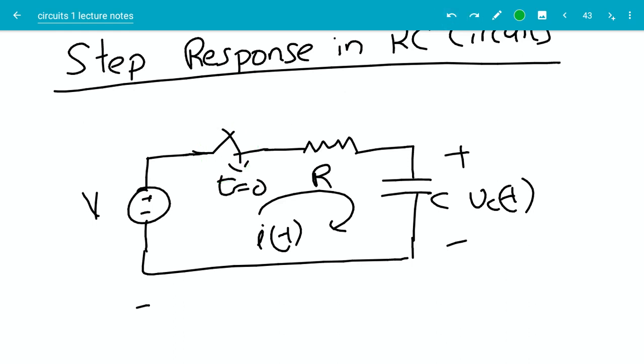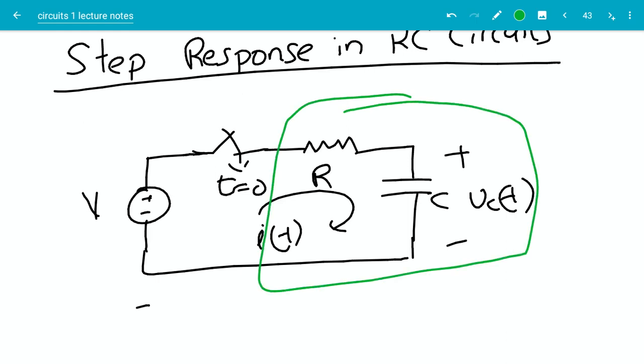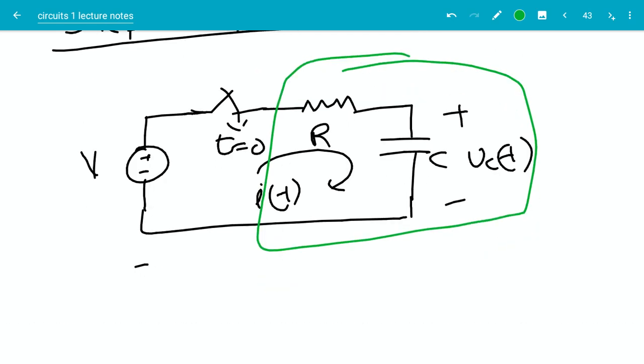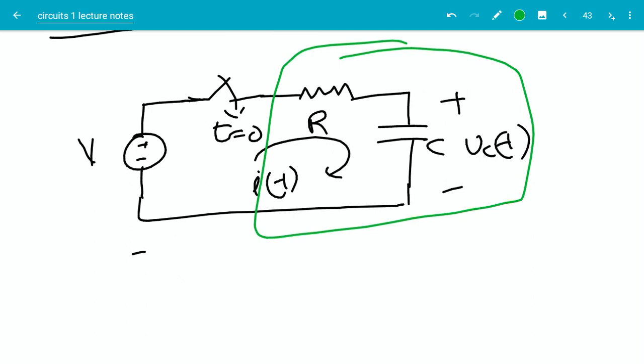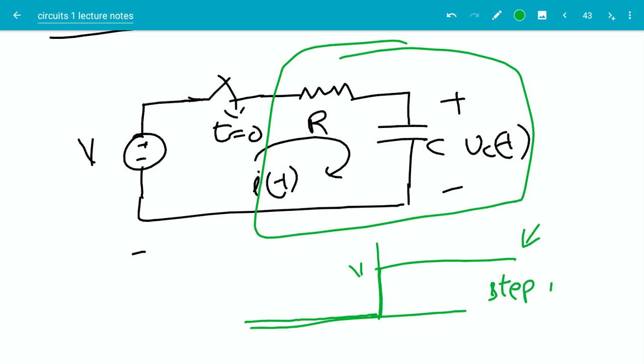Now if you notice, for this part of the circuit, if you look at the input to that circuit, since the switch is open for negative times, the input looks as if it's 0 for negative t, and starting at t equal to 0, it becomes V, right? So this particular input function looks like a step. That's why it's called a step response. So what we're saying is, how does the circuit respond if your input looks like a step function? That's what we're going to look at right now.